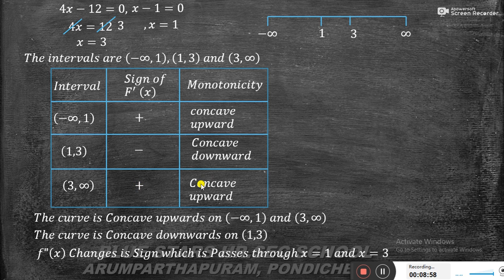So the sign is plus, therefore concave upward. The curve is concave upward on minus infinity comma 1 and 3 comma infinity, and concave downward on 1 comma 3. Therefore f double dash changes its sign as it passes through x equal to 1 and x equal to 3. You see the sign changes from plus to minus at the point x equal to 1, and minus to plus at the point x equal to 3. So here the sign changes.